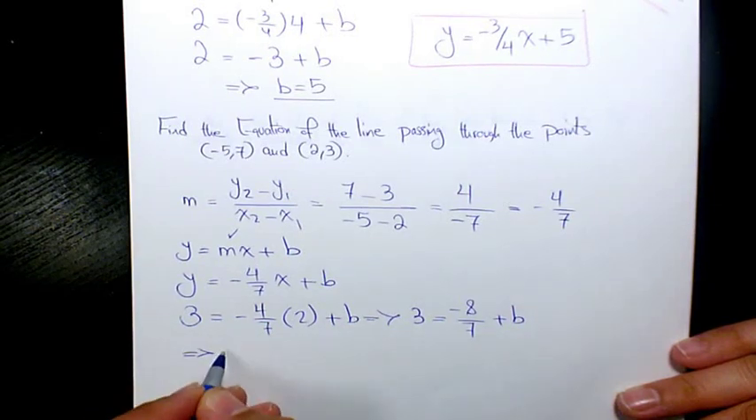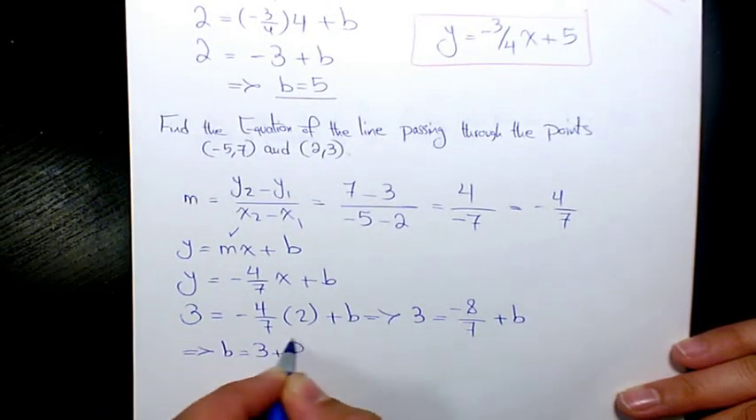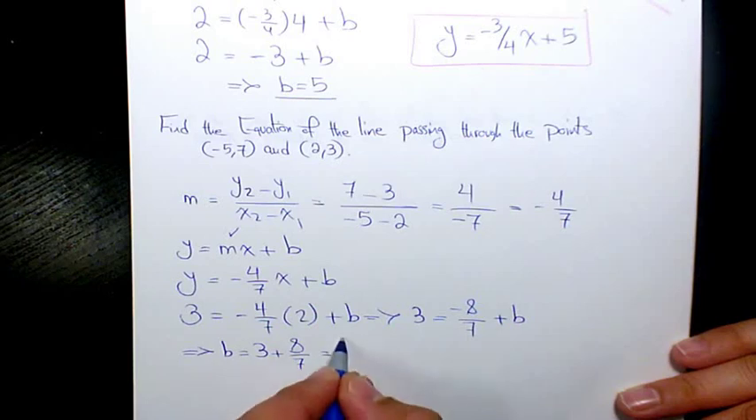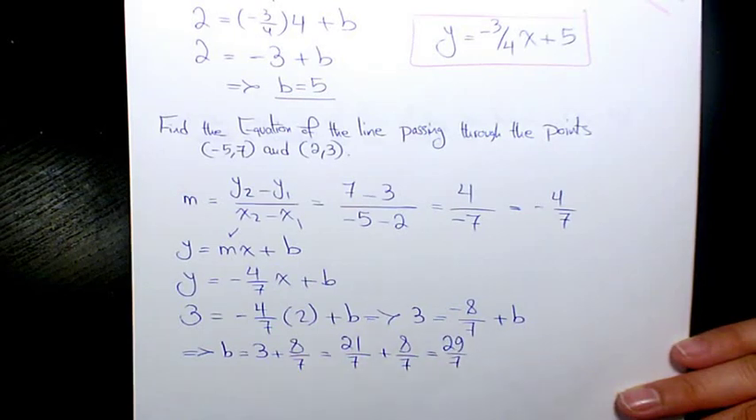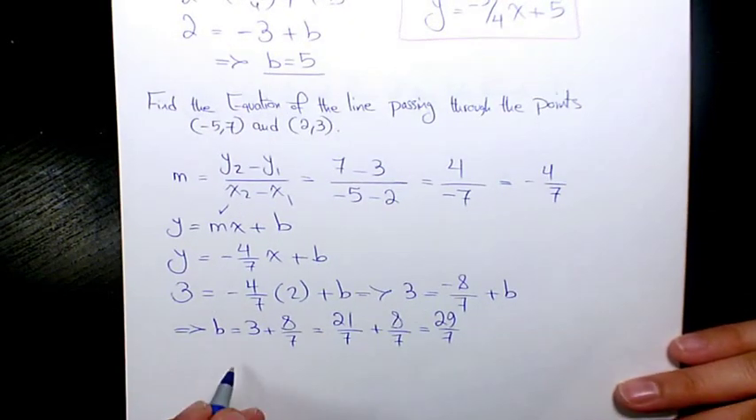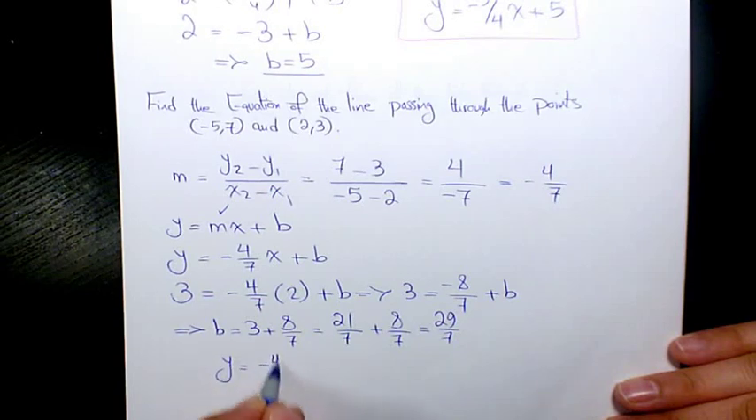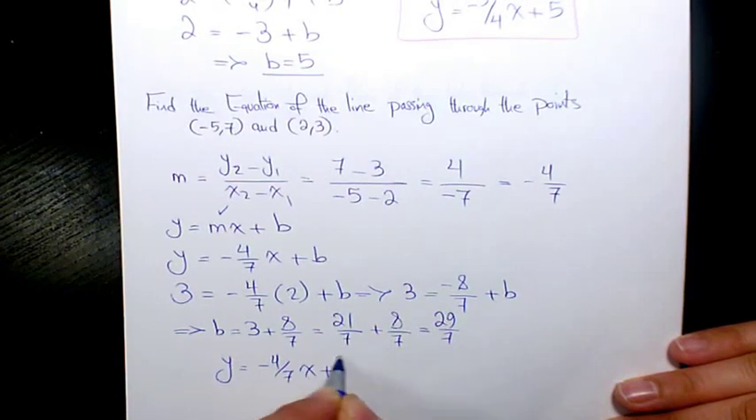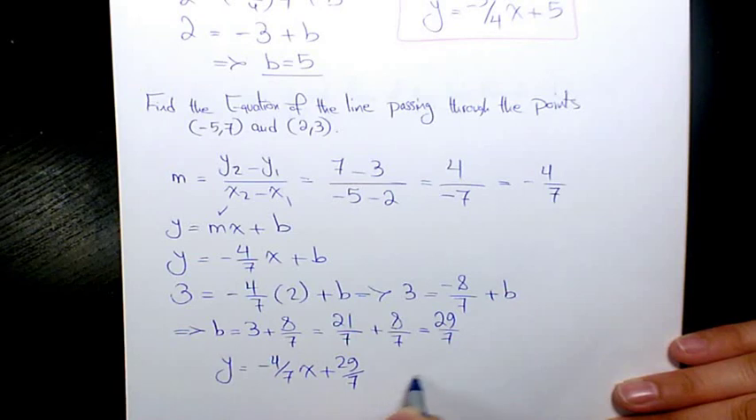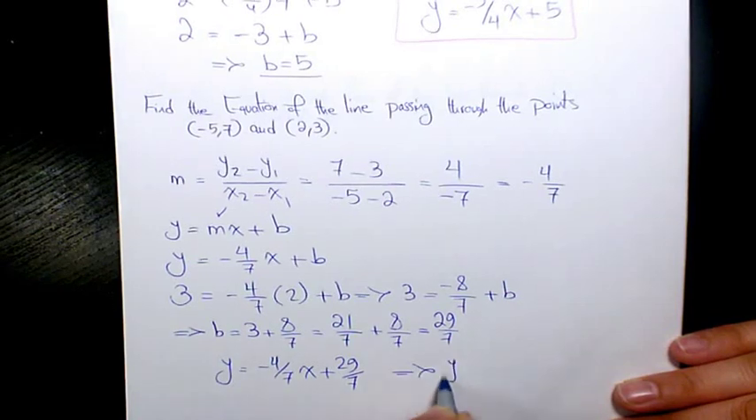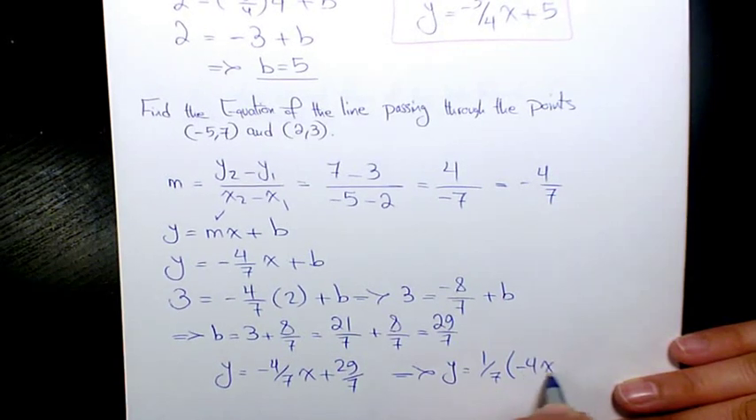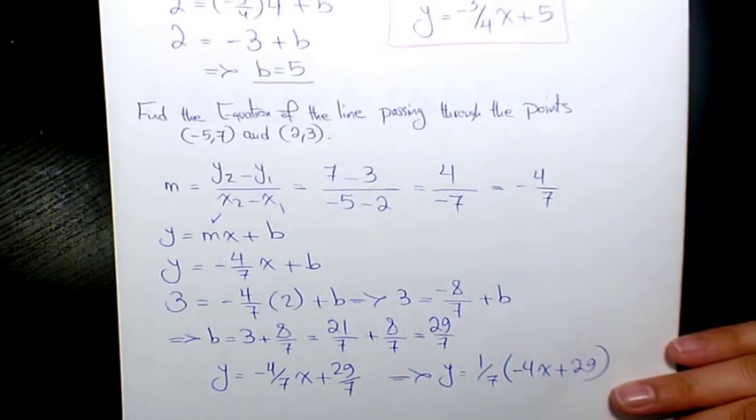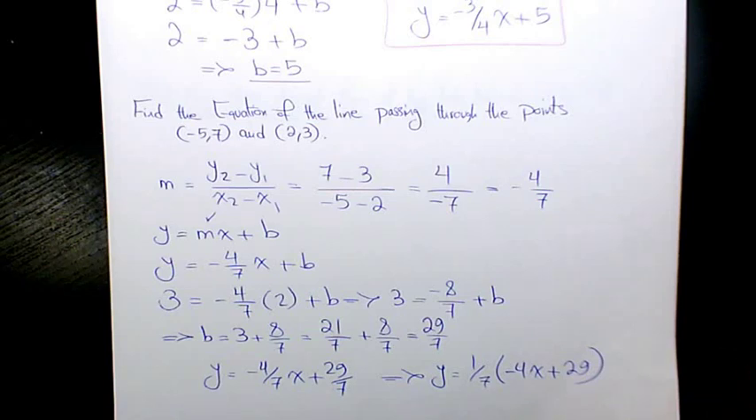It means that b equals 3 plus 8 over 7, which means that 21 over 7 plus 8 over 7. That's going to be 29 over 7. So the equation of line would be y equals negative 4 over 7x plus 29 over 7. Or you can also say y equals 1 over 7 times negative 4x plus 29 if you factor 1 over 7.